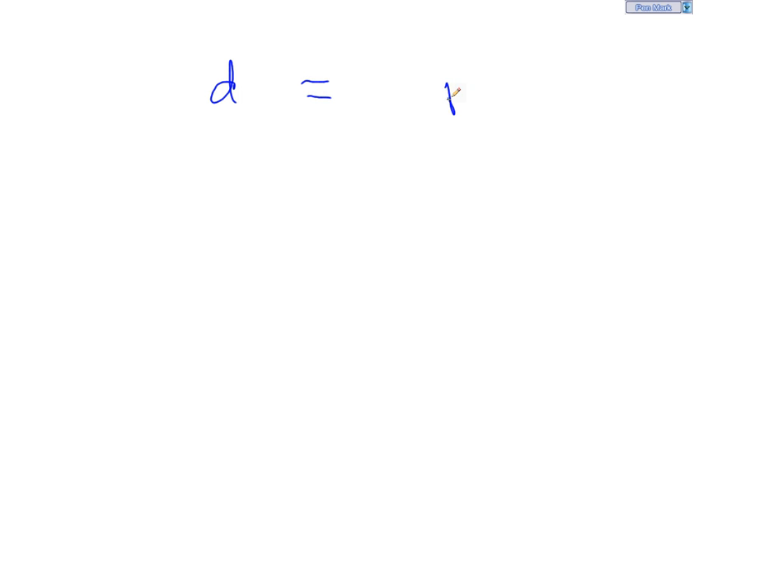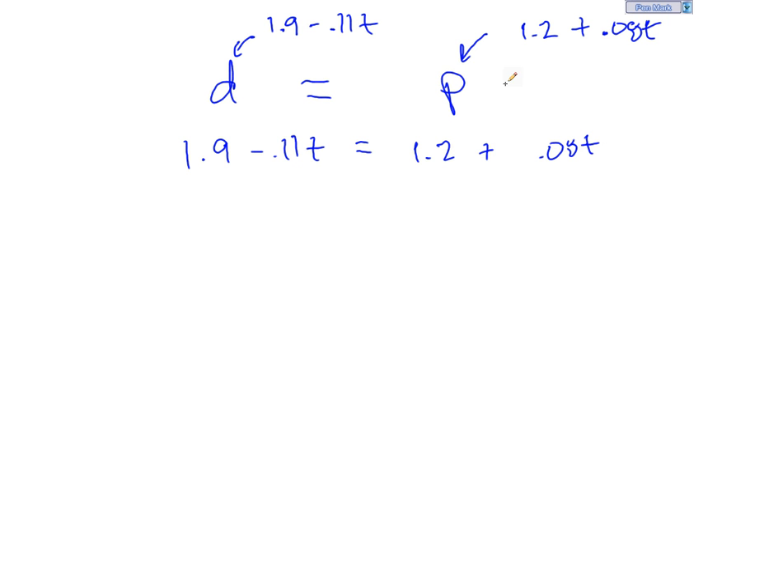Okay, now mathematically what do we do? So D equals P, that's the equation that we wanted to solve. Alright, well, with equality, when two things are equal, I can always replace them with one another. So, for example, we know that D, the demand, is given by 1.9 minus 0.11 T. I know that production is given by 1.2 plus 0.08 T. So that means if they're the same, I should be able to replace them and put in 1.9 minus 0.11 T for D, and put in 1.2 plus 0.08 T for P.